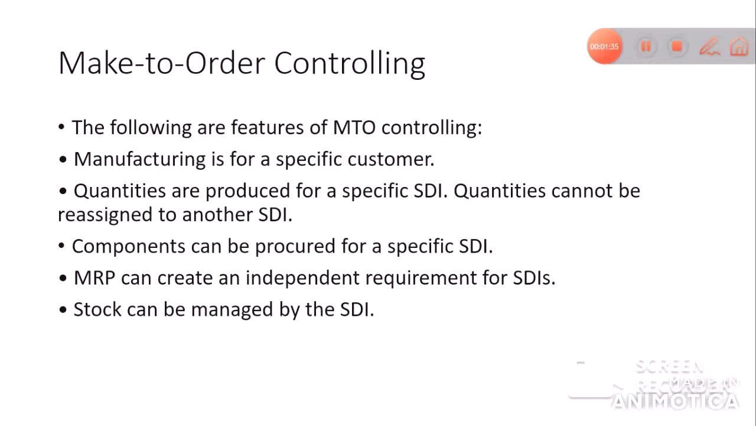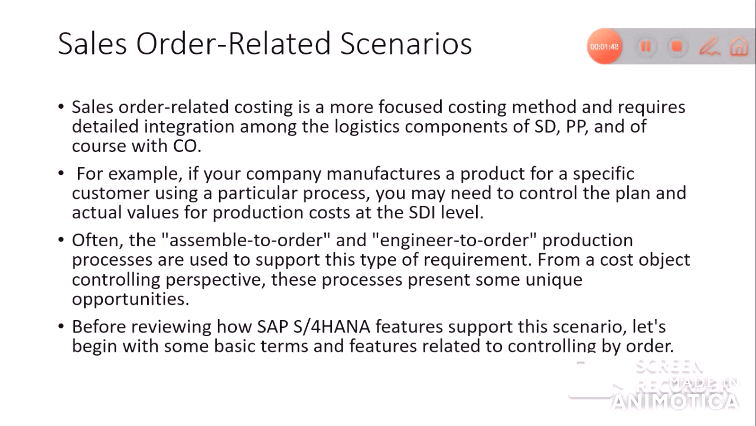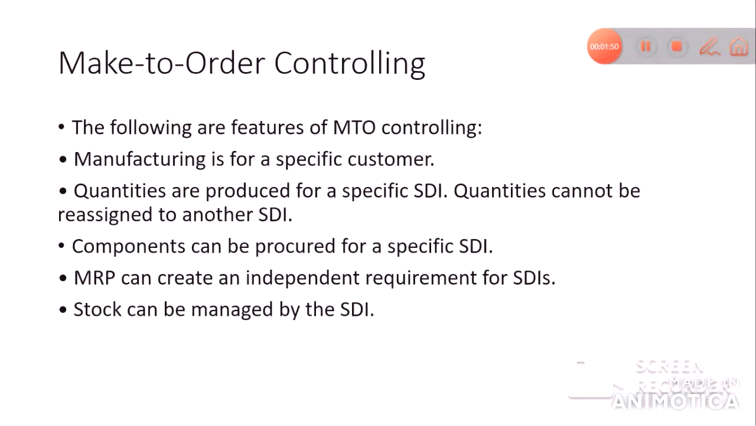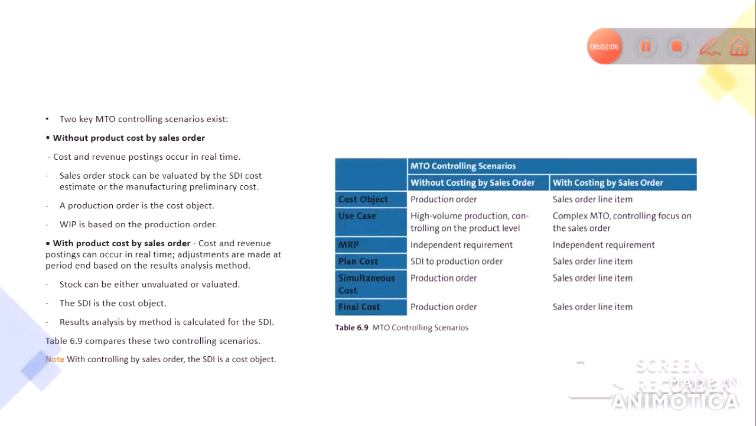The following are features of make to order controlling. Manufacturing is for a specific customer. Quantities are produced for a specific sales order. Quantities cannot be reassigned to another sales order. So components can be procured for a specific SDI. MRP can create an independent requirement for the SDI. Stock can be managed by the SDI.